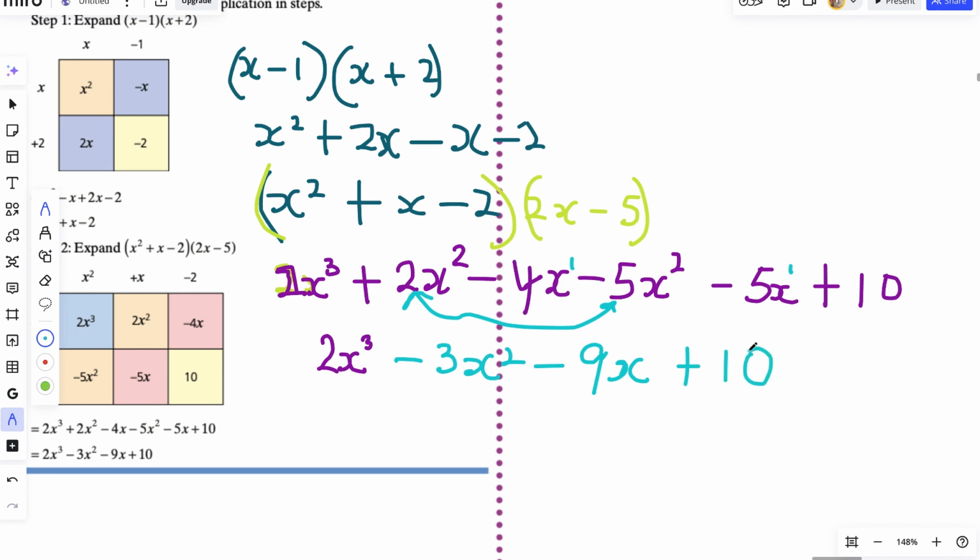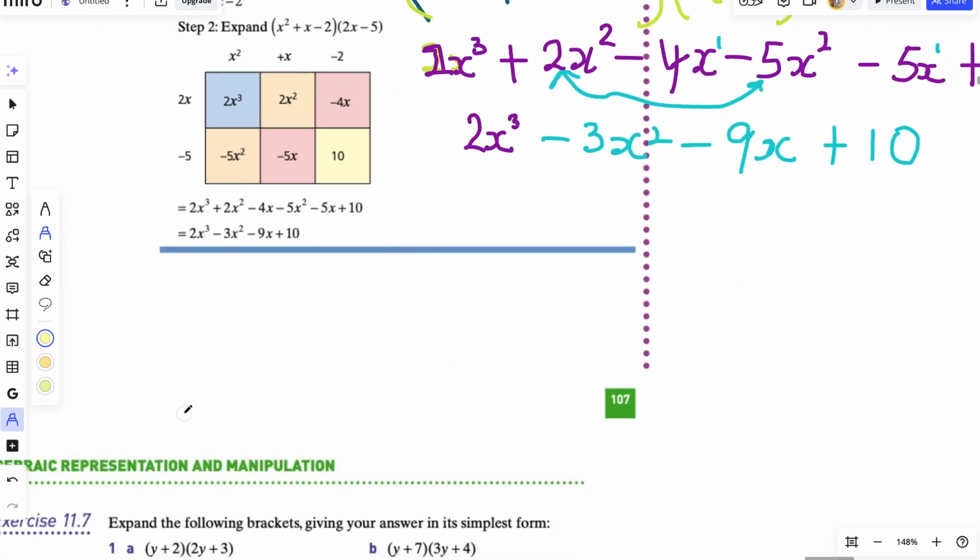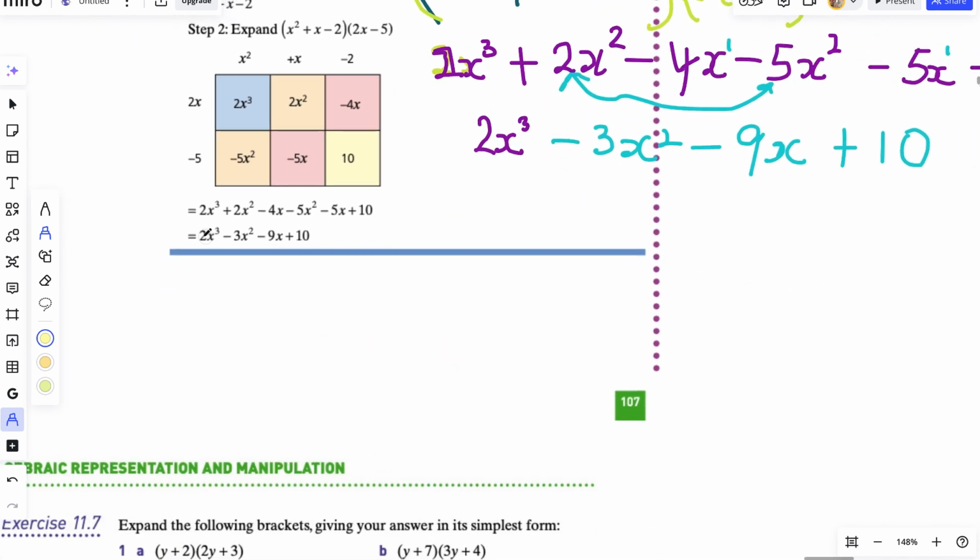So this is how to expand three brackets. First you expand two, then you use the last one to expand the solution you got. And then you are done. That's how we got it here. You can take a look at it. At the end of the day, you have 2x to the power of 3 minus 3x to the power of 2 minus 9x plus 10. Okay, so that's it for this.